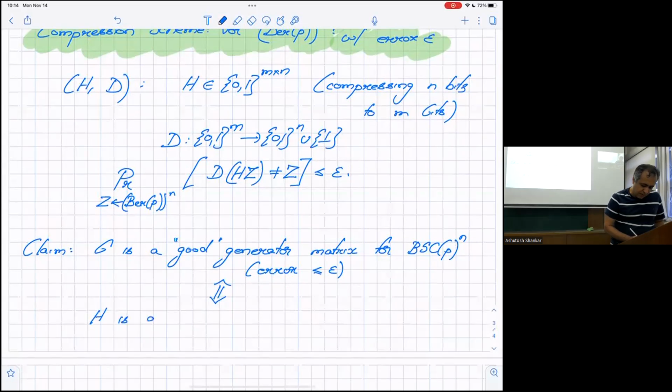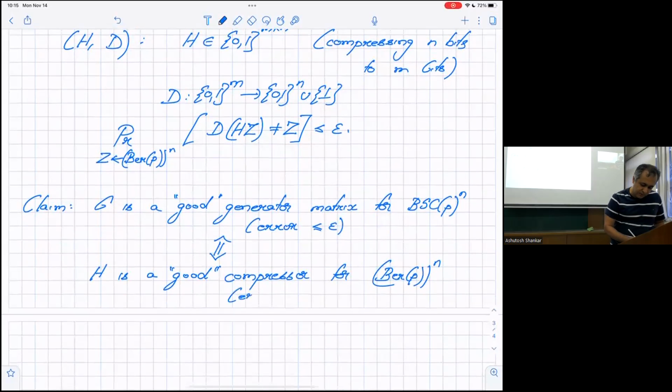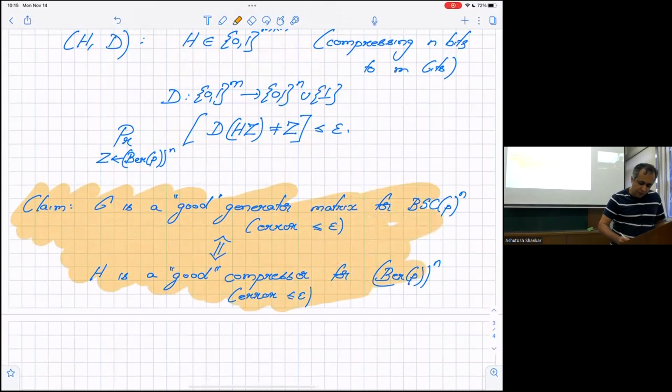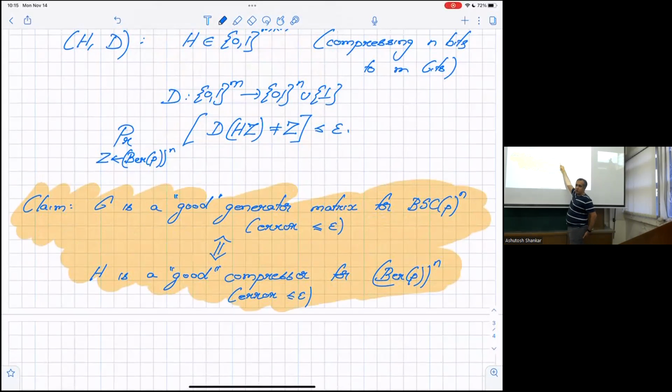If and only if H is a good compressor for the Bernoulli P_n distribution. Once again, by good, I just mean the error is less than epsilon. Just actually rather an observation, but let's quickly check. We will need only one direction of it. Both directions are true. We will need the fact that if it's a good compressor, it's a good generator, because we will eventually reduce our problem of trying to construct a good code to constructing a good linear compressor.